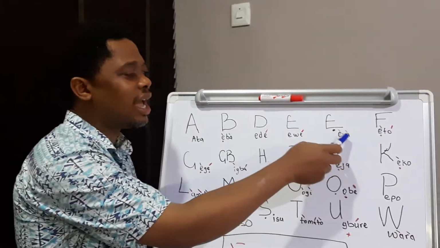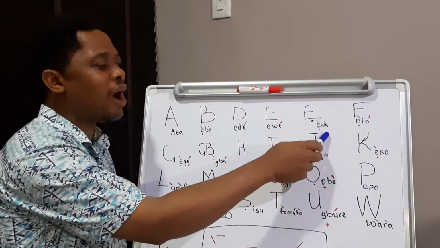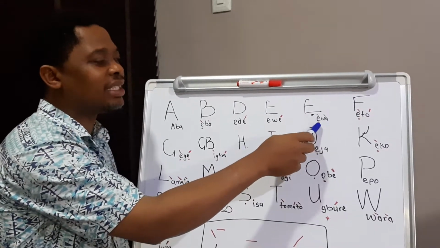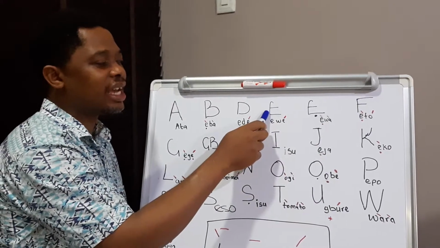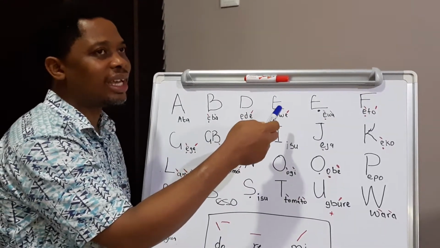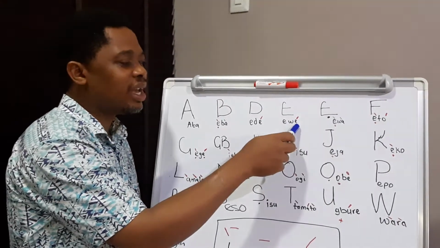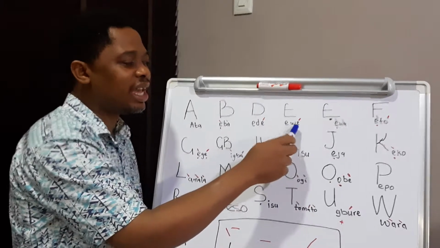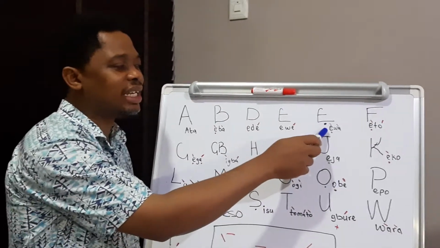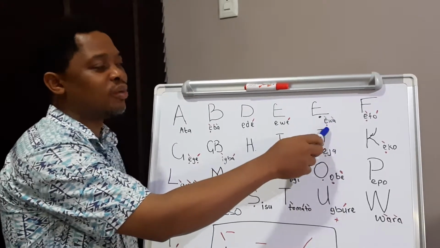Ẹ̀wà. The real alphabet here is the ẹ. Just like in A, that sounds more like A. This is the E. The sound is A in this case. The dotted E is Wa. Wa is beans.